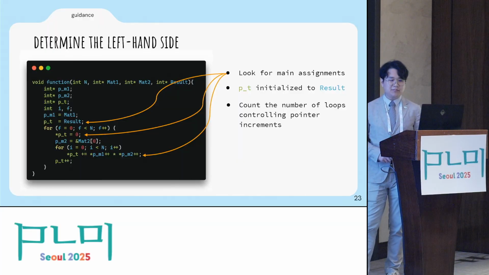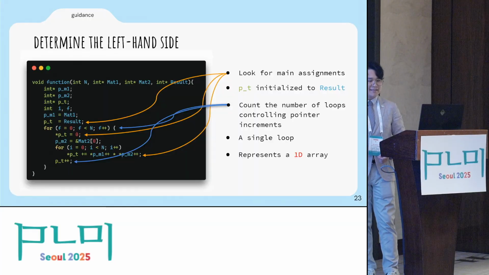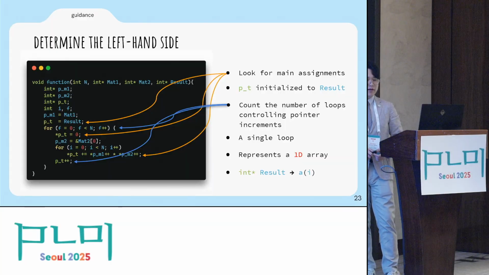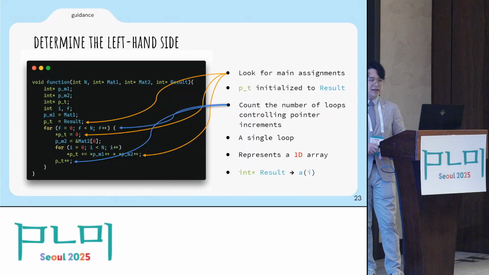Then we count the number of loops controlling pointer increment, which is the PT. We just find PT, these two lines. That is a single loop. So we can say it represents a 1D array. Thus, we can rewrite our left-hand side from int star result to AI.